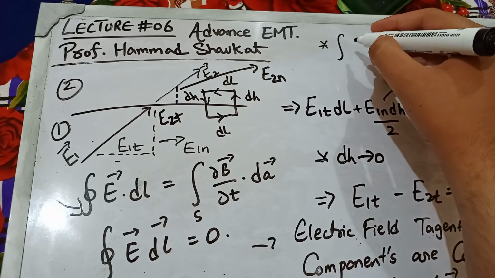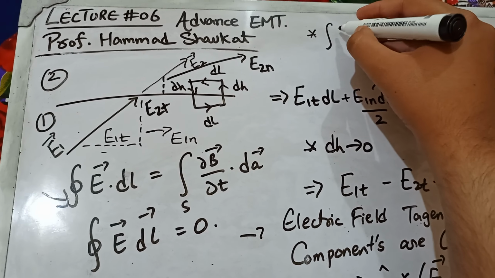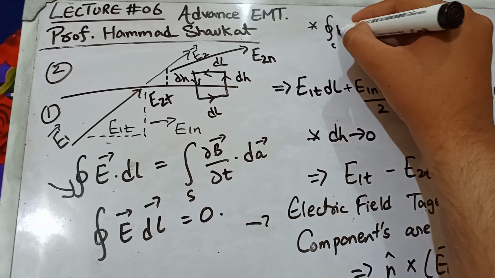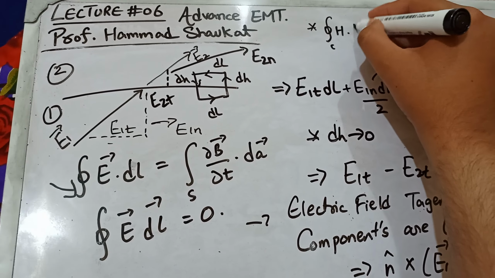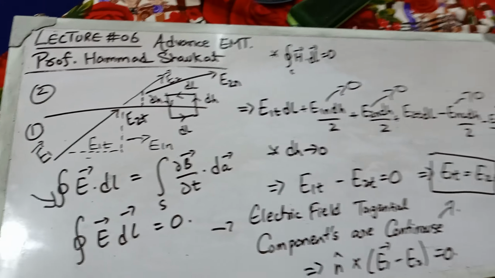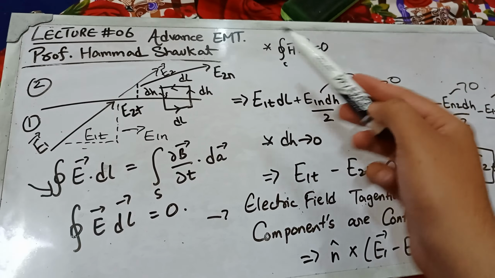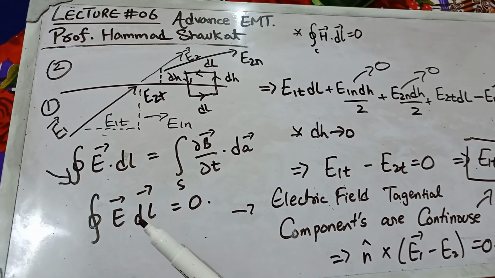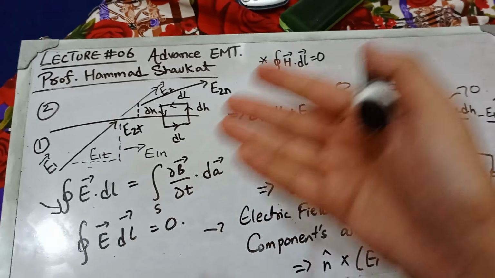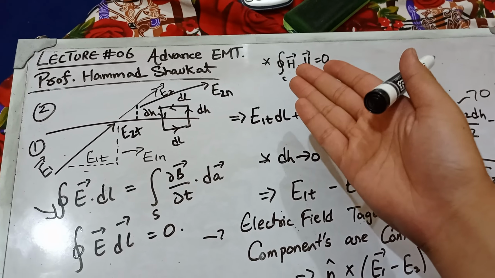For the case of magnetic field, you have to resolve this equation. You have to take, again, the complete integral of H dot dl, and this must now become equal to 0. This is for the case of magnetic field; this is for the case of electric field, which we derived. So this is your homework. You can find similar results for the case of magnetic field.